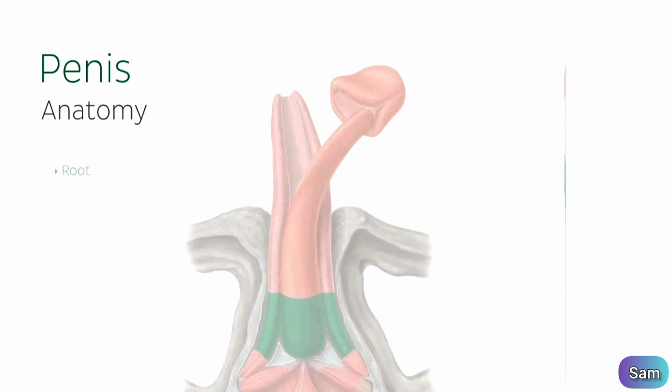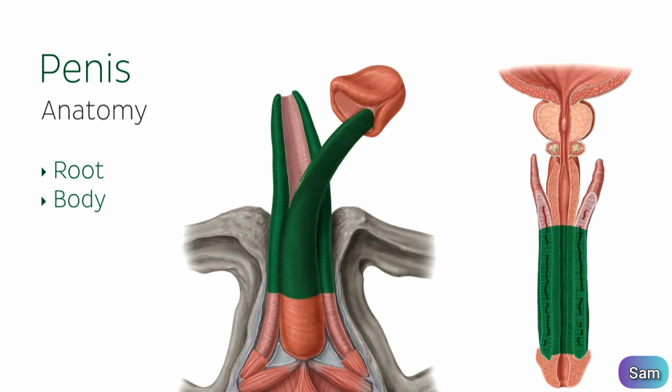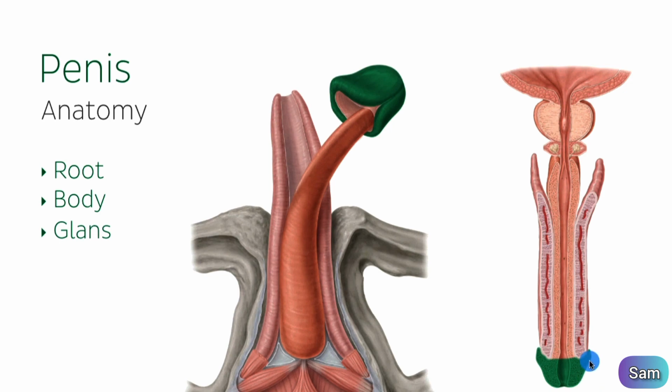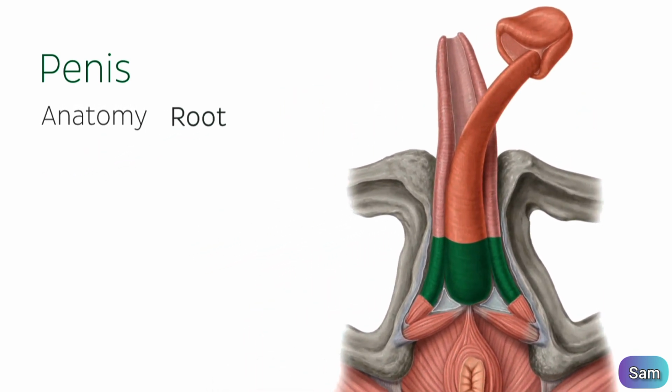So now that we have a better idea of what the penis is made up of, let's focus on its anatomy. When considering its anatomy, the penis can be divided into three parts. The root, which is the part that's attached to the external pelvis and associated tissues. The body, which is the free pendulous part of the penis that is suspended from the pelvis. And finally, the glans, which is the bulbous expansion of the distal penis. Let's go on to look at each of these anatomical components in more detail.